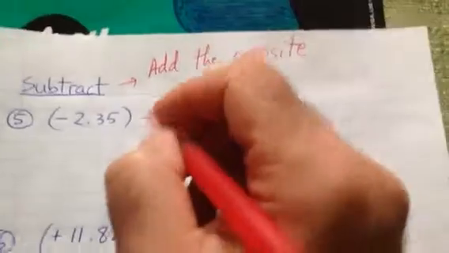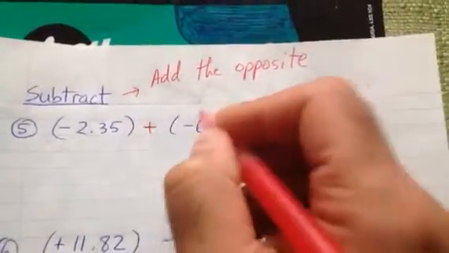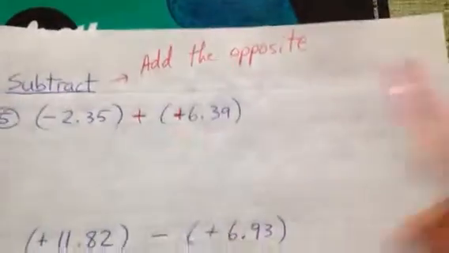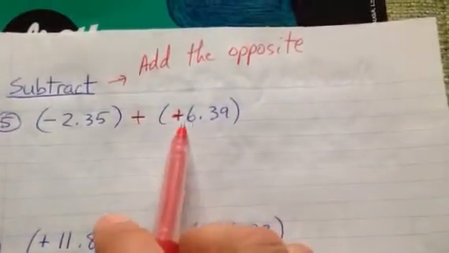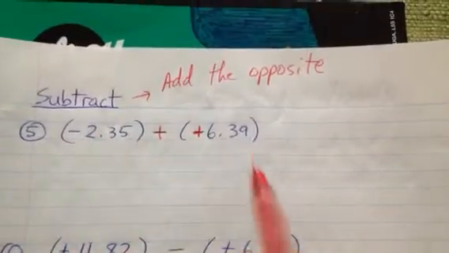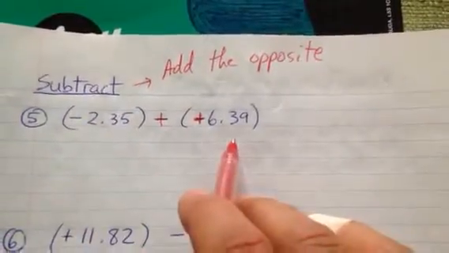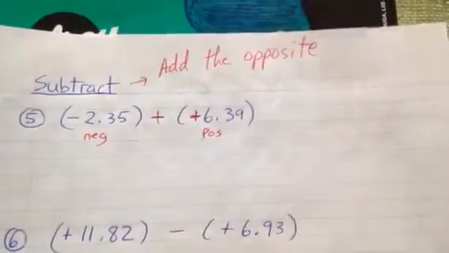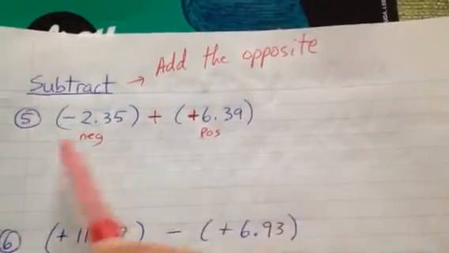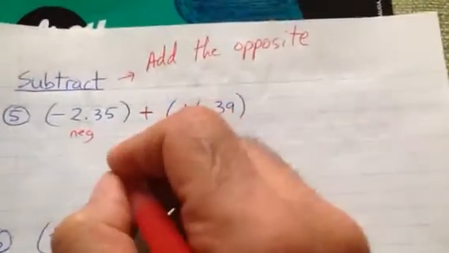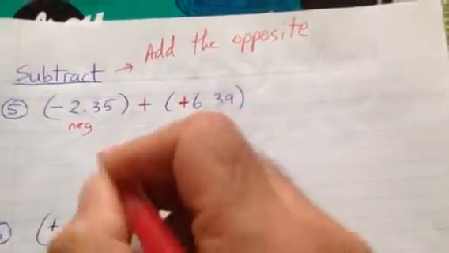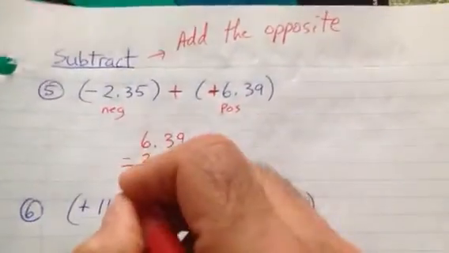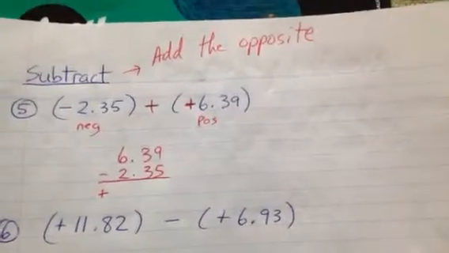So in other words, I change this to add, and I make this the opposite. The opposite of a negative is a positive. So now I've changed it to an addition, but I'm adding the opposite. Now I can see, are these numbers friends or enemies? And you can see that they are not friends, they are enemies. That's a negative with a positive. So I'm going to subtract the number. The number that wins this battle is the positive. It goes on top, and the other number goes on the bottom. I subtract them, and I know the answer is positive because the positive one won the battle.